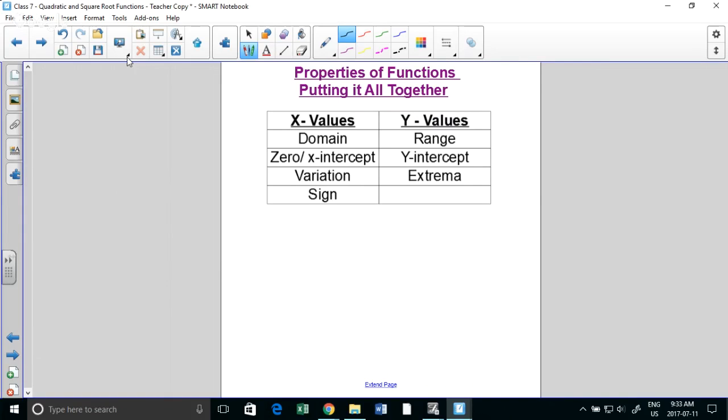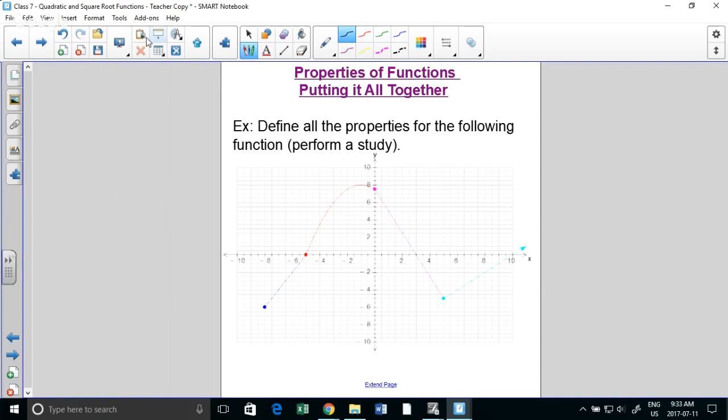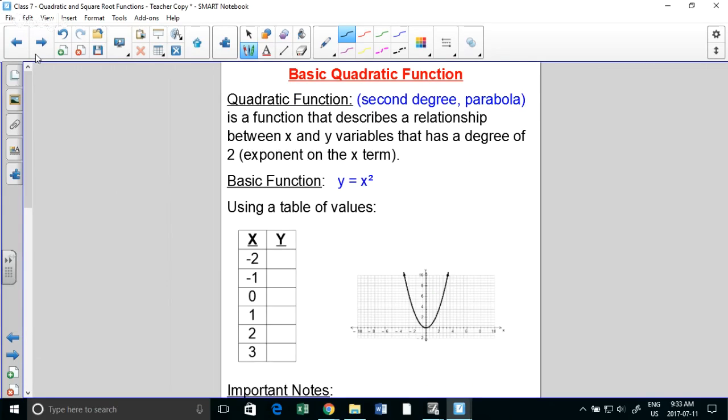So putting it all together, we have the different properties. We have domain, that's an x value. Zero, y-intercept, that's x-intercept, that's an x value. Variation in sign that you're reporting back to x values. Range, y-intercept, and extrema that are all y values. So when you perform a study, you're defining all the different properties. Okay, so you have a couple of examples of that in your handout.